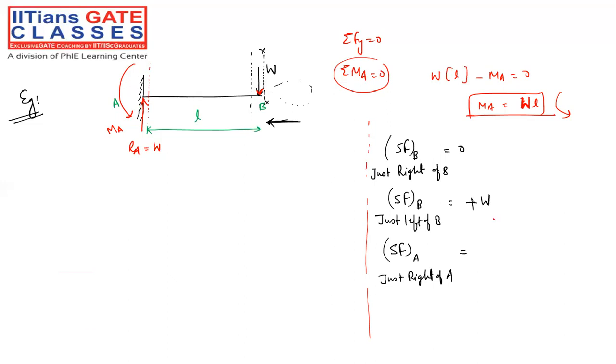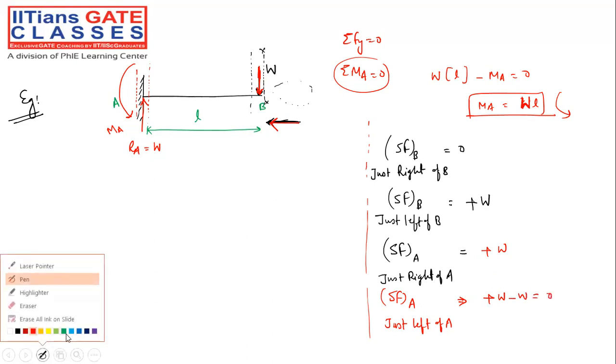Shear force just to the right of A. What is that value? We are moving from here to here. What you are observing? Only plus W is there. Only plus W is there. Shear force at the point A just to the left of A. Just to the left of A, plus W already was there, but we are able to find one load which is acting in the vertical direction, minus W. That is going to be 0.